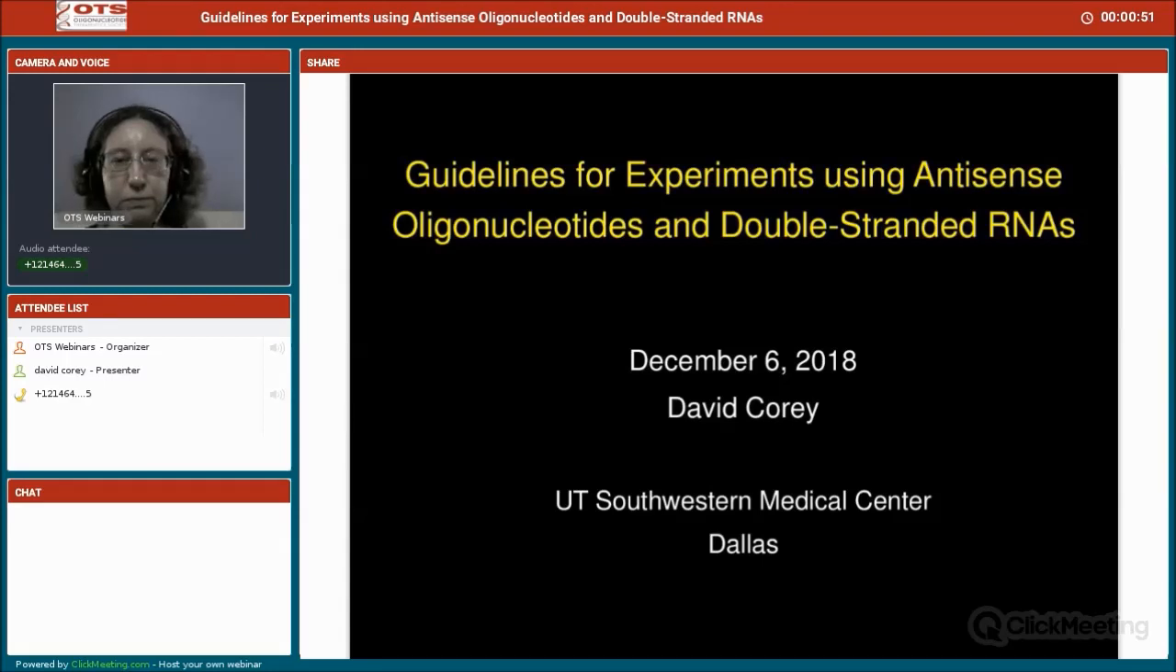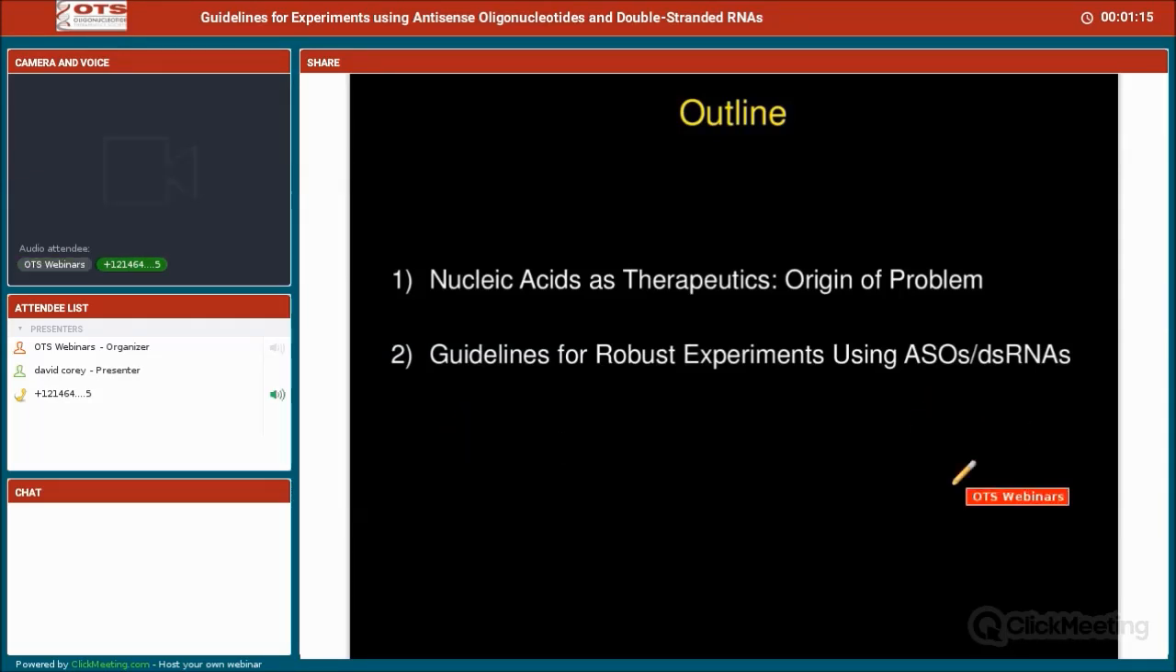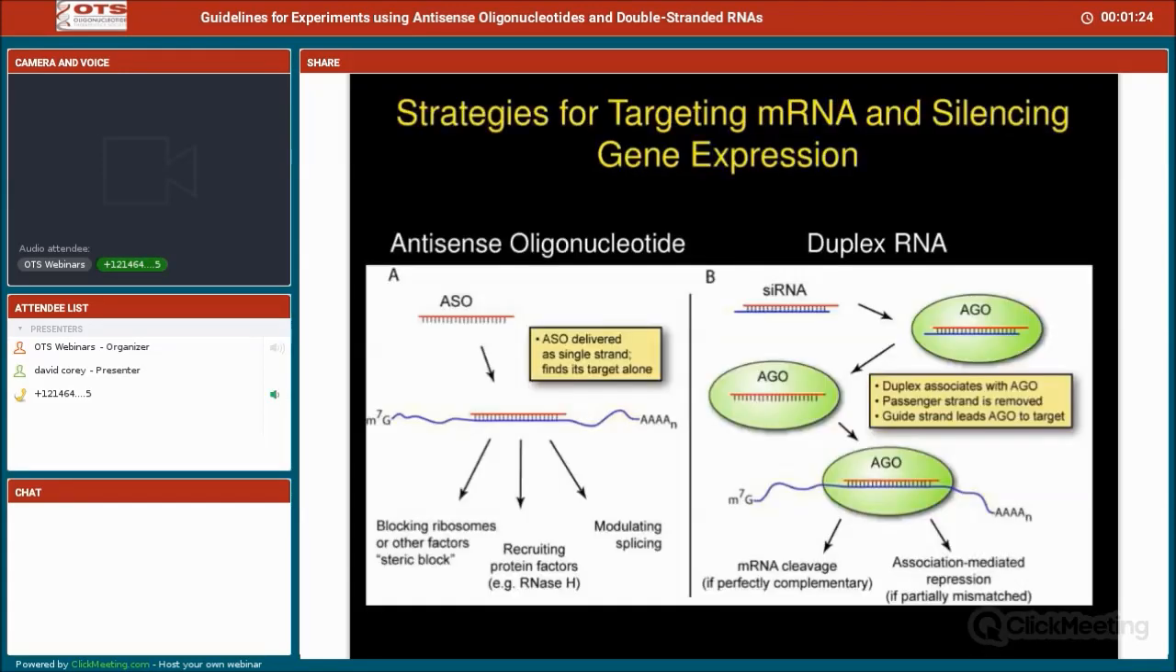Today I'm going to be talking about guidelines for experiments using antisense oligonucleotides and double-stranded RNAs. I am first going to talk about the origin of the problem that we face with the design of experiments that are going to be persuasive. And then, in the second part of the talk, turn to a description of guidelines for robust experiments using antisense oligonucleotides and double-stranded RNAs. So this talk is going to focus on two different approaches to silencing gene expression.